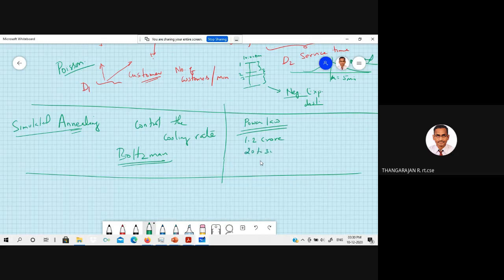So in a population of 1.2 crore, there are only 20 to 30 who are really influential persons in the city. But what about other persons? Other persons are very common persons. So what is this distribution? This distribution is called the power law distribution. It looks like this.